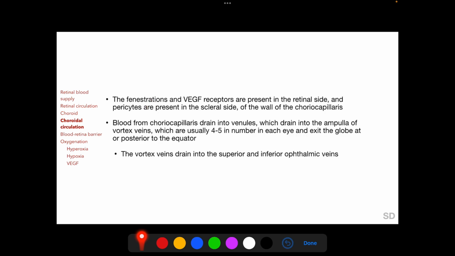The fenestrations and VEGF receptors are present in the retinal side of the choriocapillaries, and the pericytes are present in the scleral side of the choriocapillaries. VEGF is important to maintain the choriocapillaries under normal circumstances, as we will be discussing. Blood from the choriocapillaries drains into venules, which drain into the ampulla of the vortex veins, which are usually 4 to 5 in number, and exit the eye at or posterior to the equator. The vortex veins drain into the superior and the inferior ophthalmic veins.